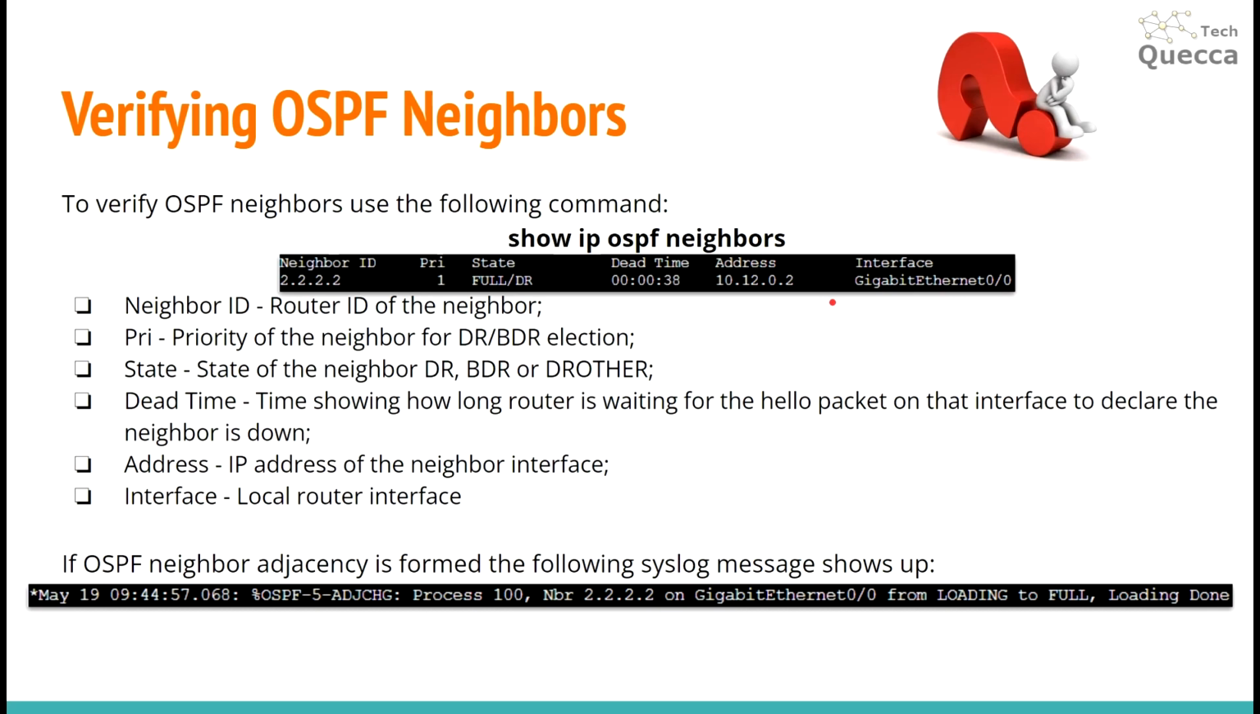Once OSPF neighbor adjacency is formed, you will see a syslog message in the console, which shows the process ID, the neighbor, on which interface, and that the state became full and loading is done.